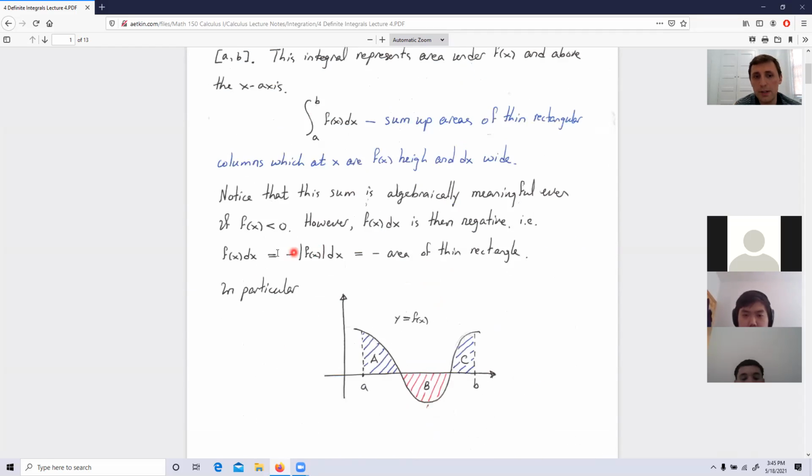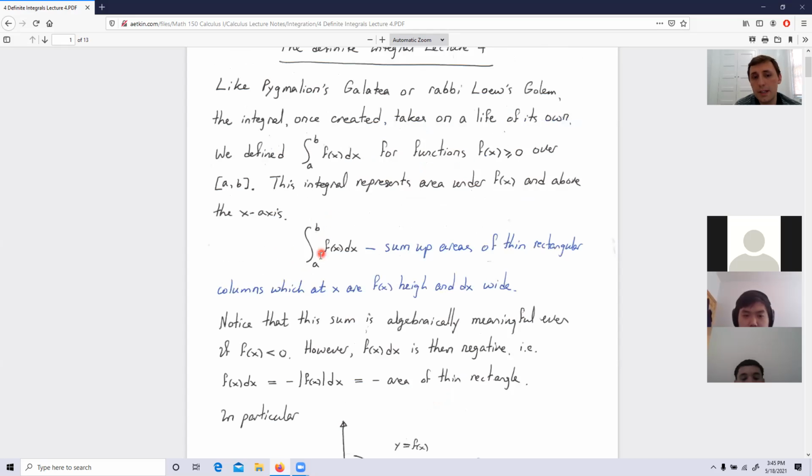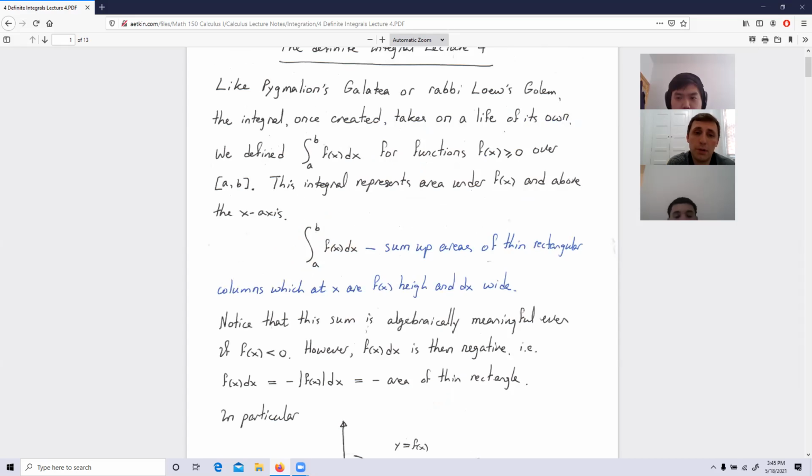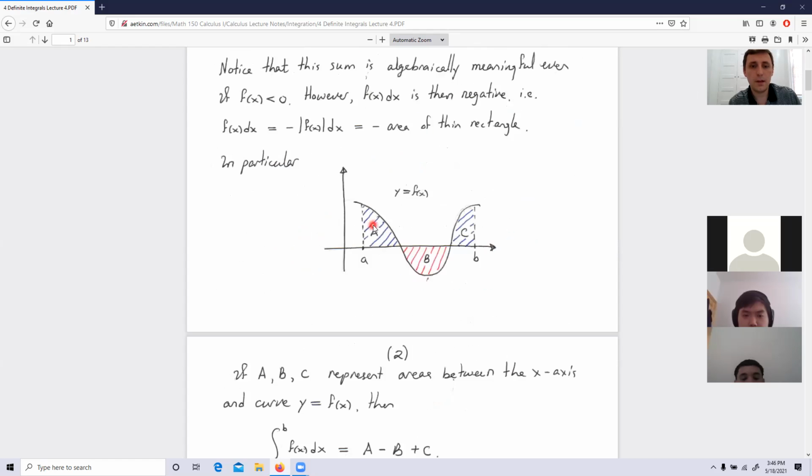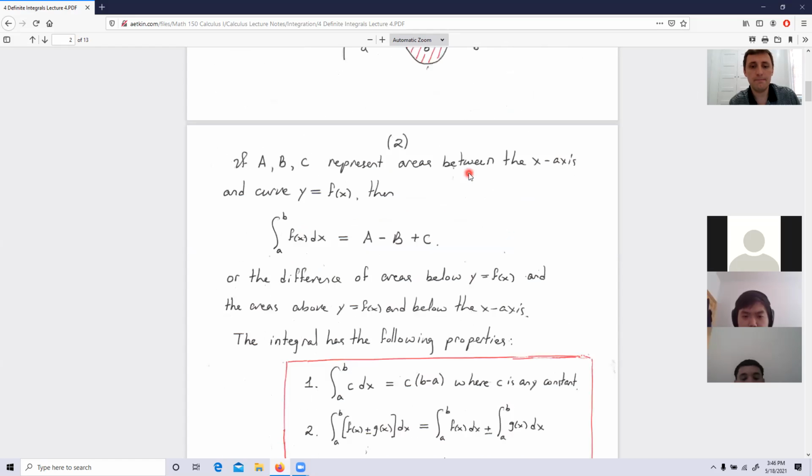That follows because of this operation. It doesn't require the interpretation of being area under the curve to work, right? It just means take the altitude f of x and multiply it by dx. If the altitude happens to be negative, then you will get negative area. Is it clear? So this integral is a minus b plus c.